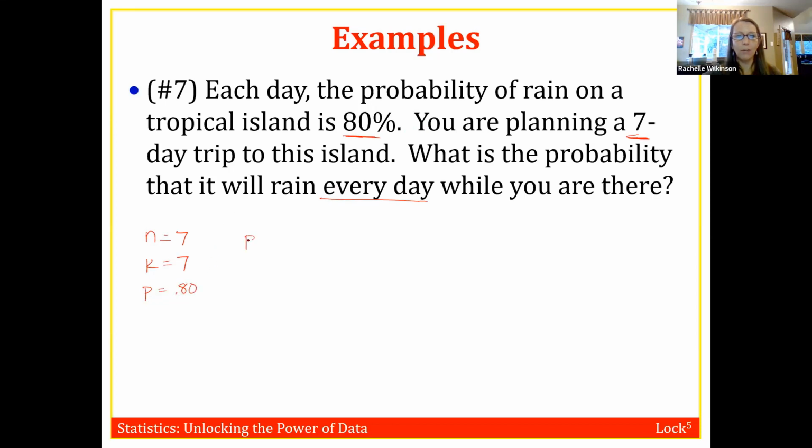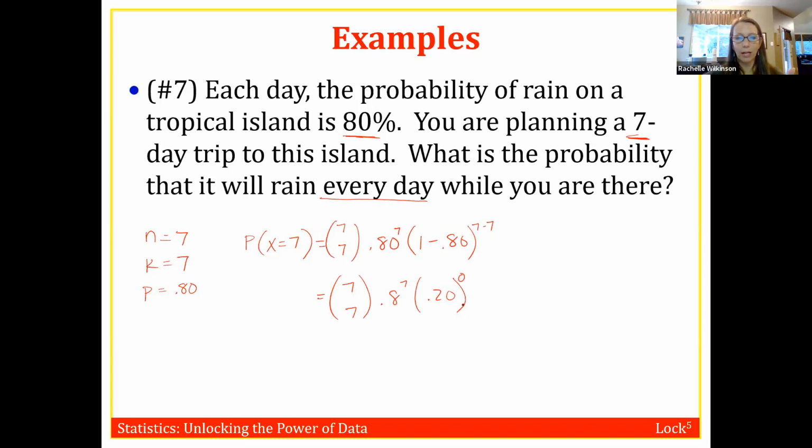All right, so I'm figuring out the probability that X would be equal to 7. So that's going to be 7 choose 7 times 0.80 to the 7th times 1 minus 0.80 to the 7 minus 7. So simplifying that, I get 7 choose 7 times 0.8 to the 7th times 0.20, and 7 minus 7 is just 0, so it's 0.20 to the 0.